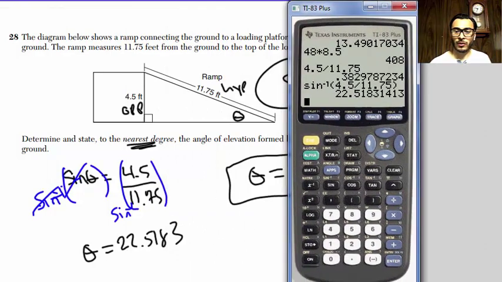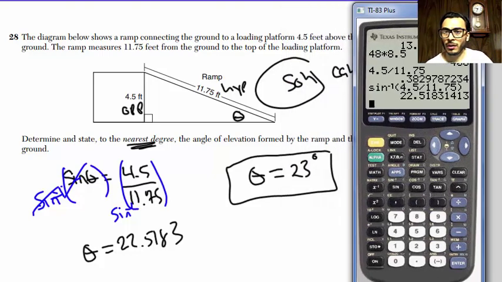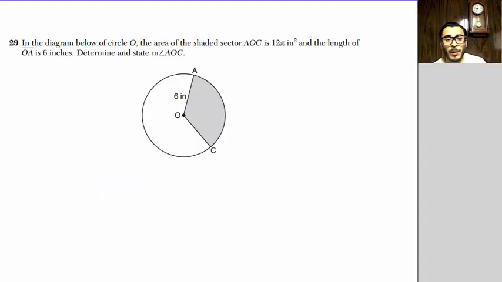Oops, I guess the calculator wasn't there, right? So here's what I did: I did second sine and then 4.5 divided by 11.75. That's how I got my answer. Sorry, I didn't realize the calculator was off the screen there.